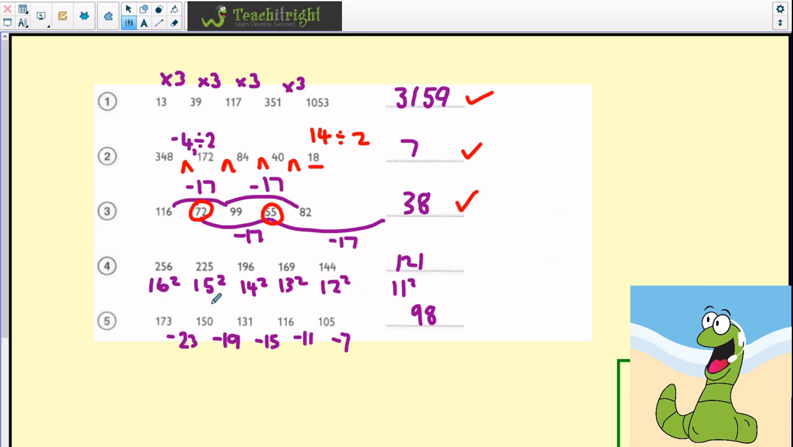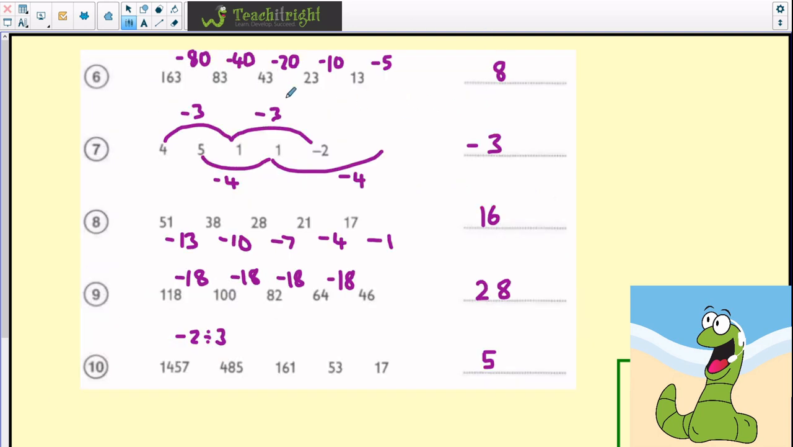These are all squared numbers, but they're decreasing. So we've got 16 squared, 15 squared, 14 squared, 13 squared, 12 squared, and then we know that 11 times 11 is 121. This one is taking 4 more each time away. So if we take 7 away from 105, we get 98. But again, by writing the jumps, it really clearly shows you what the answer is. This is now taking away half more each time. So it goes 80, 40, 20, 10, 5. So we're going to take 5 away from 13 to give us 8.